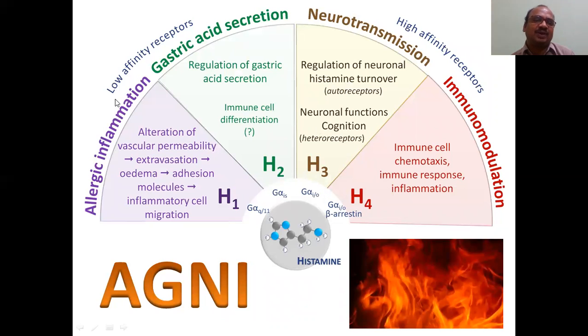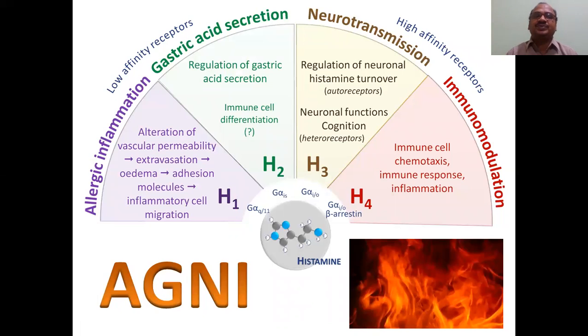This title is important. See here, H1: allergic inflammation. H1 is first alphabet A, number 1. Both are matched. Allergic inflammation: allergy, and inflammation means swelling. You will get two things, one is allergy, one is inflammation. The H1 receptor is mainly responsible for that.